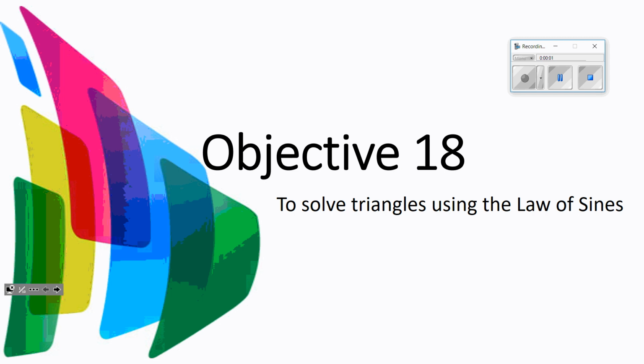So I'm picking up on objective 18. We are going to finish solving triangles using the law of sines. I want you to remember, because on your next test, I'm going to give you lots of different triangles. And so my thought is, if I give you a right triangle, how are you going to solve that triangle?